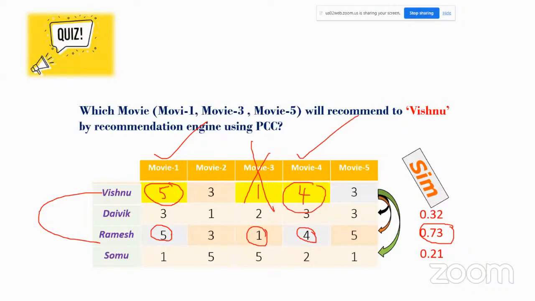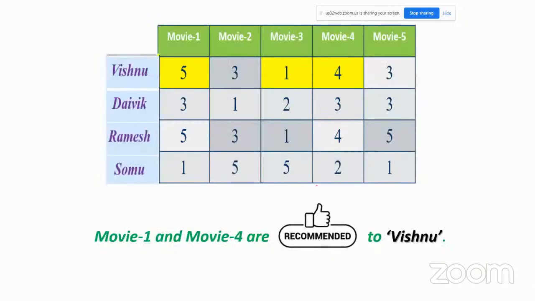So our assumption is the minimum rating should be 4. Based on that, we can recommend the products or movies. In our case here, 4 is the rating, so obviously we can recommend that movie or product to the customer Vishnu. So this is one simple quiz, and you can see the conclusion also. Movie 1 and movie 4 are going to be recommended to Vishnu because the movie 1 rating prediction is 5 and the movie 4 rating prediction is 4. But movie 3 is not going to be recommended because the rating prediction is 1. So this is one of the simple quizzes for recommendation of movies to the customer.